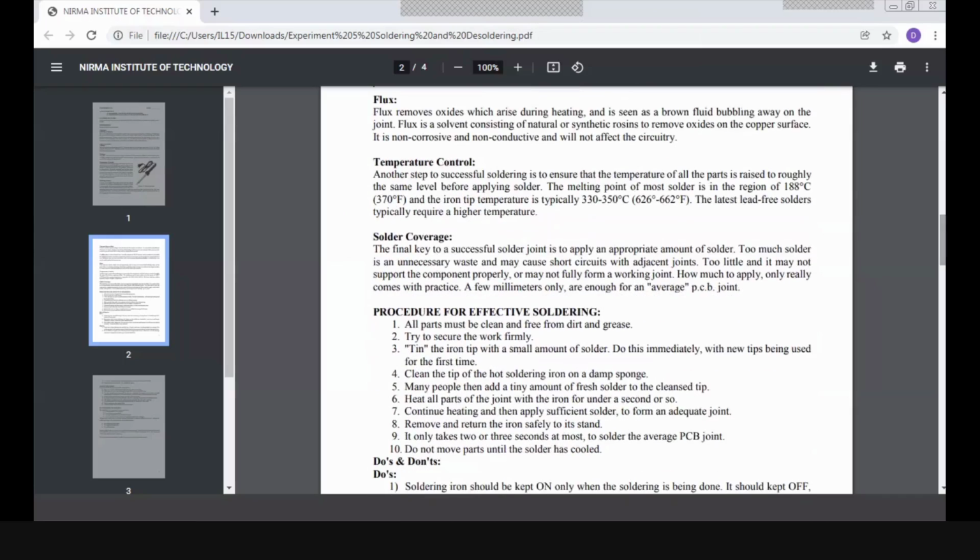Then temperature control. If you want to do a successful soldering, whatever parts you are joining, you need to ensure that the temperature of all parts is raised to roughly the same level before applying solder. The melting point of most solder is in the region of 188 degrees centigrade, and the iron tip temperature is typically 330 to 350 degrees centigrade. The latest lead-free solders typically require a higher temperature, right?